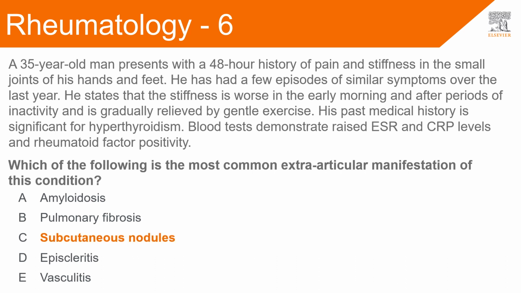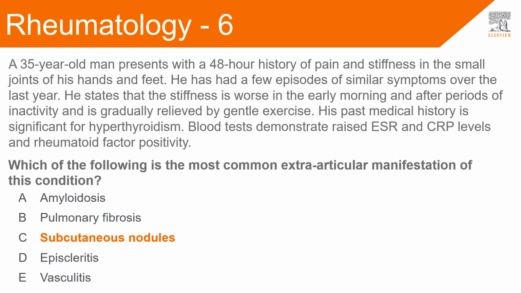Now, if you have chosen option C, subcut nodules, well done. Give a clap for yourself. Now, this is a 35-year-old man. He's got the following key features that jump out at me: symmetrical pain, stiffness in the small joints of the hand and feet, morning stiffness that improves with exercise, recurrent episodes over the last year, elevated systemic inflammation markers, ESR, CRP, and positive rheumatoid factor.